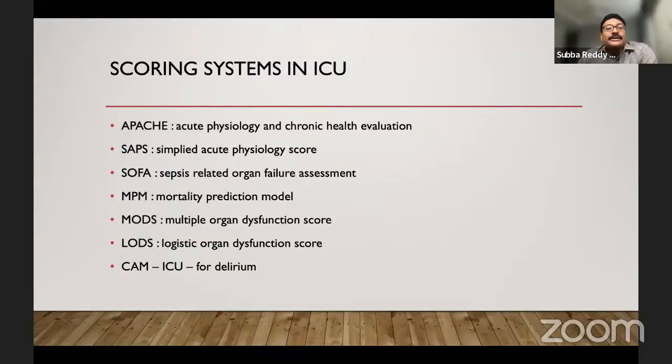If you look at the scoring systems in the intensive care unit, we have general scoring systems for a sepsis patient or for any critically ill patient. We have the Apache score, which is widely followed, that is Acute Physiology and Chronic Health Evaluation, and the SAPS score, that is Simplified Acute Physiology Score. We have the SOFA score, Sepsis-related Organ Failure Assessment. We have mortality prediction models, multiple organ dysfunction scores, and the logistic organ dysfunction score. And to monitor delirium, we have the CAM-ICU scale.